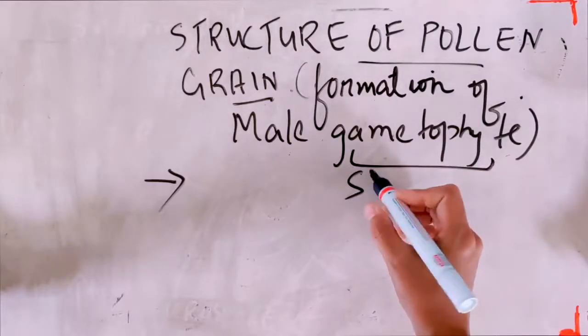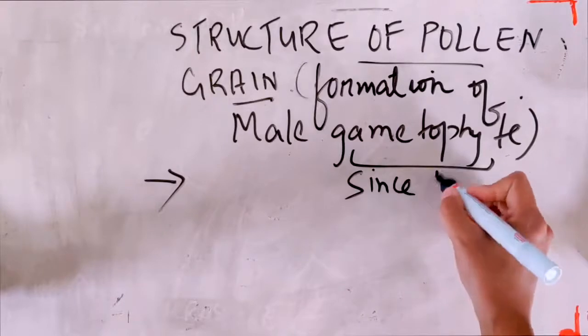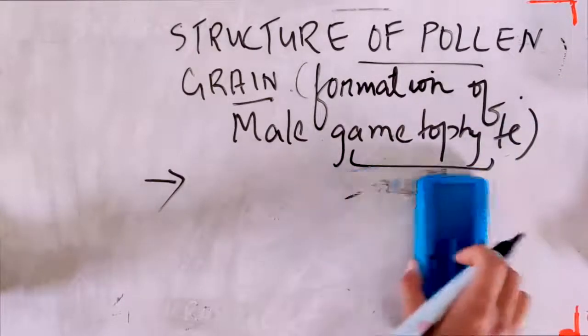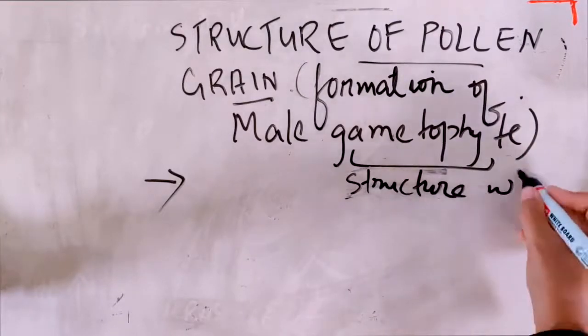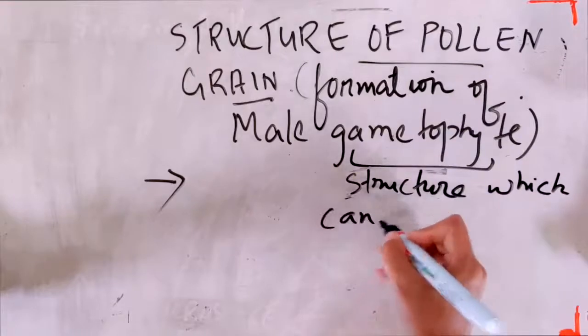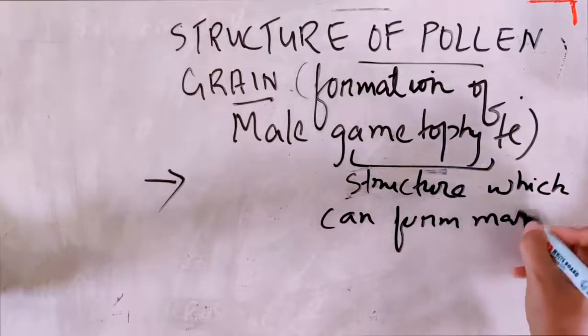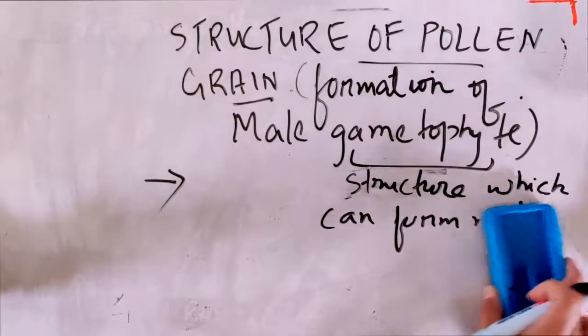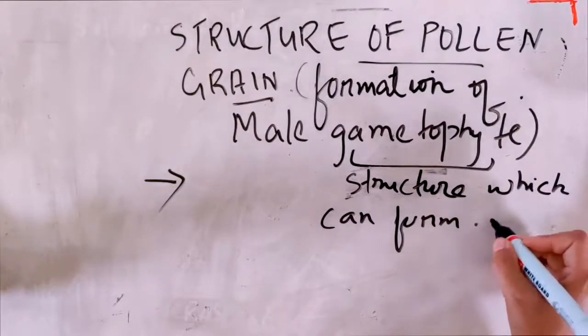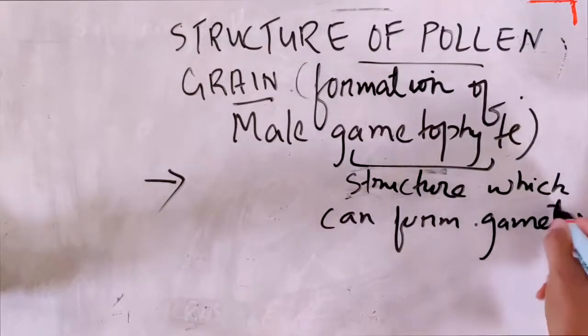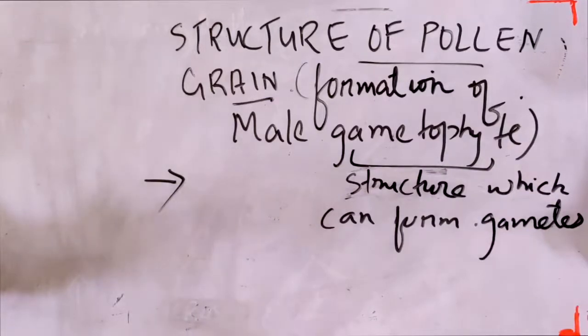Gametophyte is a structure which can form male gametes, or since we are talking about the pollen which is the male part we say male, but in general it is just gametes. Are the pollen grains capable of forming male gametes? Yes, that is why it is known as male gametophyte. Male in the sense of male gametes.